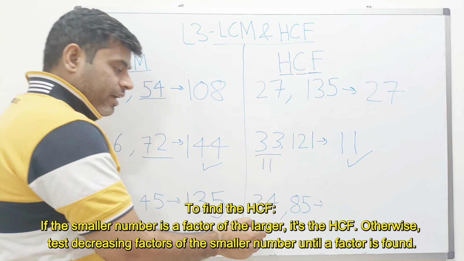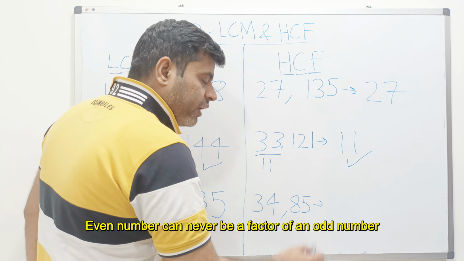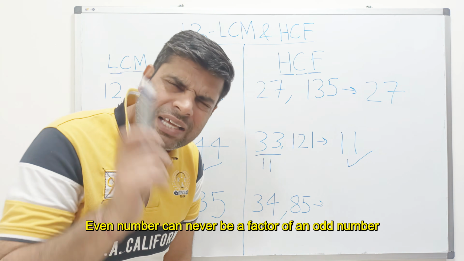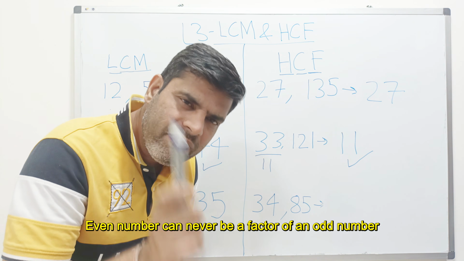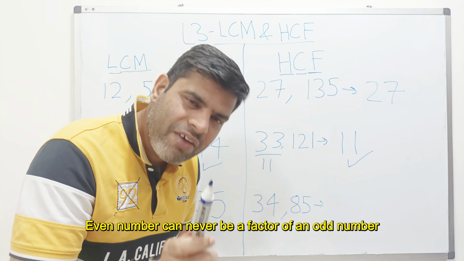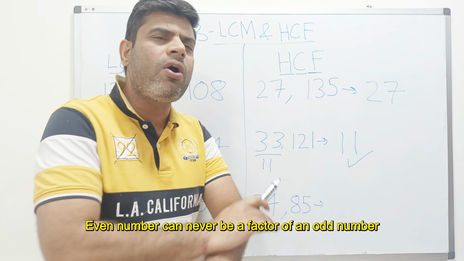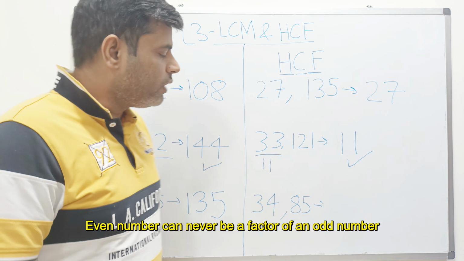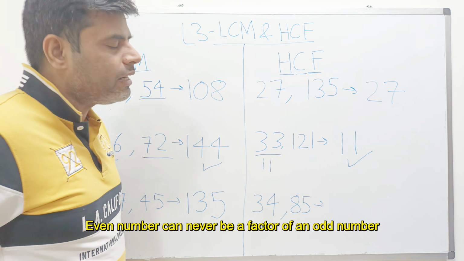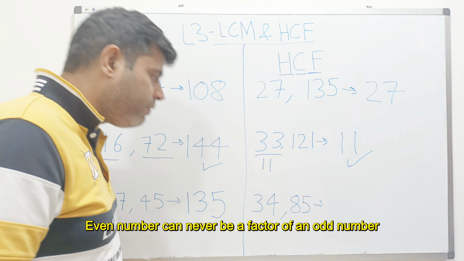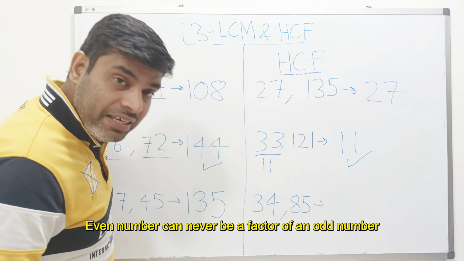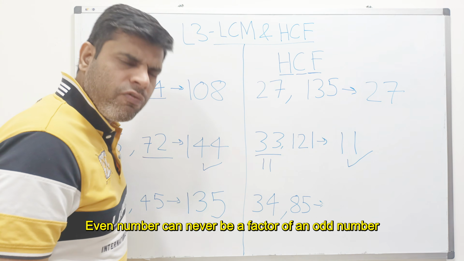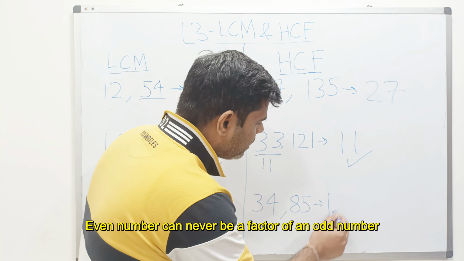Same way, look at 34. Is 34 a factor of 85? Of course not, because of another concept: an even number can never be a factor of an odd number. It's not technically possible. So this is definitely not the answer. Let's have a look at the next factor right away. What is the next factor? 17. Is 17 a factor of 85? Of course, yes. So 17 is the answer.